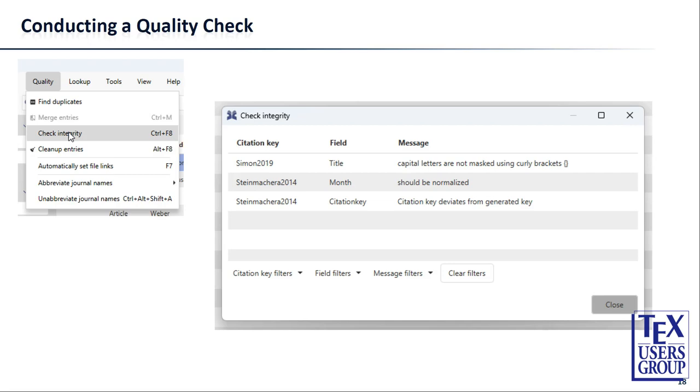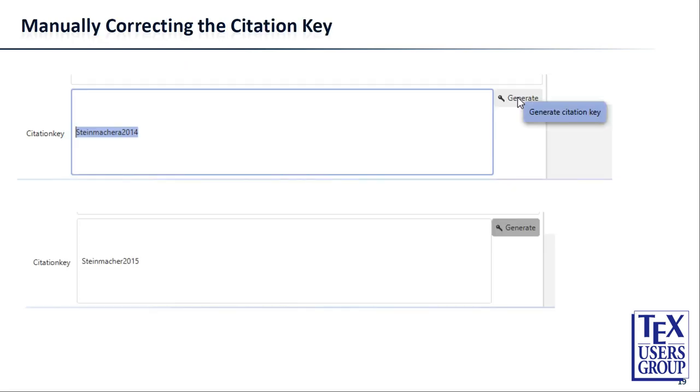And finally, the thing is with the citation key. Citation key derivates from generated key, which means if you have your BibTeX entry and the BibTeX key in front, JabRef also offers to generate a key so that you have got a consistent bibliography with consistent keys. And let's fix that.